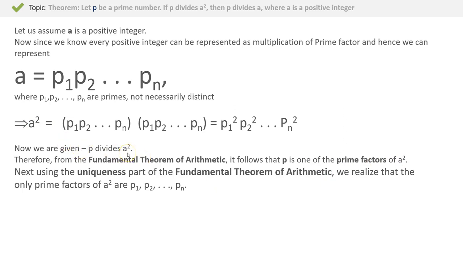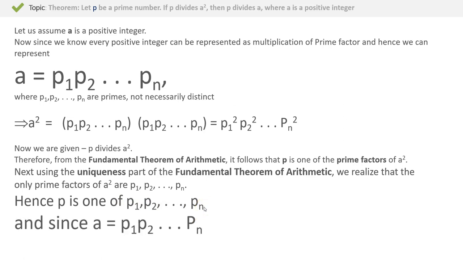P divides a square. And if I look into the uniqueness part of the fundamental theorem, I know the prime factors of a square are p1, p2 up to pn, and hence we can safely say p is one of the prime numbers from p1, p2 up to pn. And since a is equal to p1, p2 up to pn, a will be divided by p, and hence p divides a.